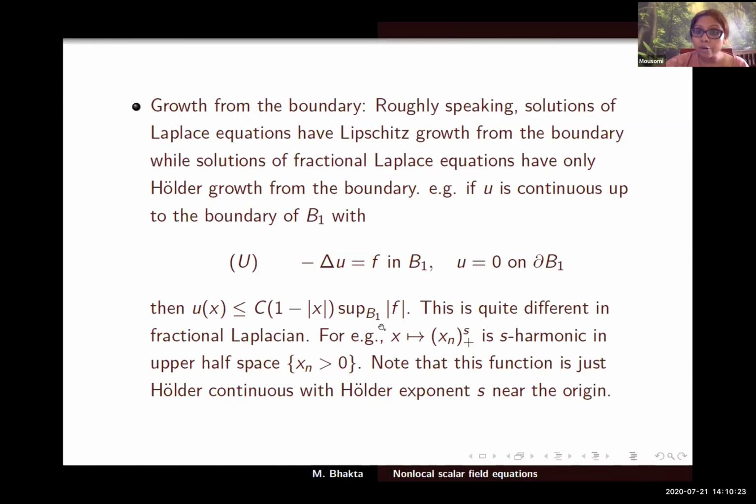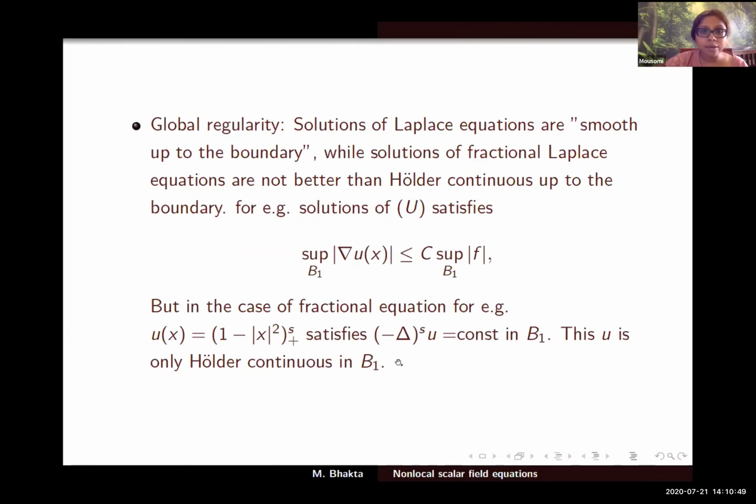Okay, but when you go to the fractional case, that S-harmonic function changes. If you consider this simple function, x goes to (x_n)_+ to the power s, it is S-harmonic in the upper half space, but it is just a Hölder continuous function with Hölder exponent s near the origin. Another difference is the global regularity. If you consider the solution of the Laplace equation, it is smooth up to the boundary. But in the fractional Laplace case, you can at most expect Hölder continuity up to the boundary.